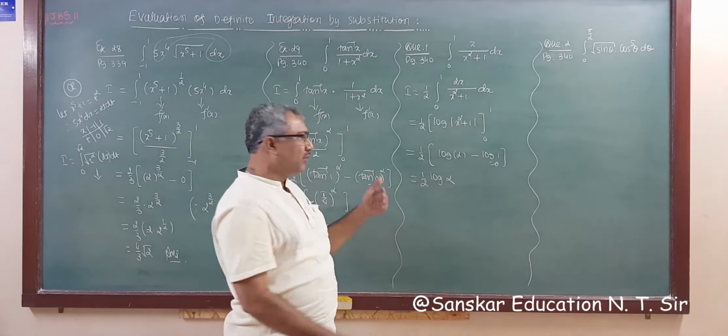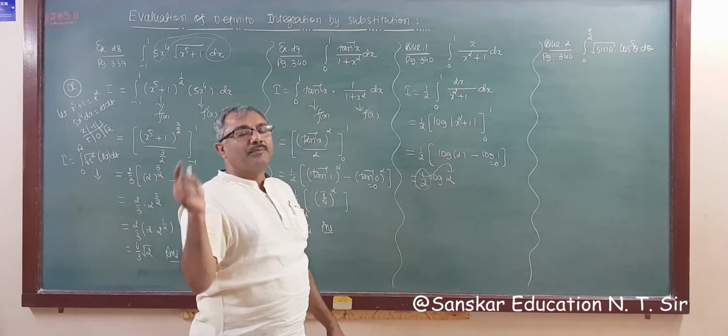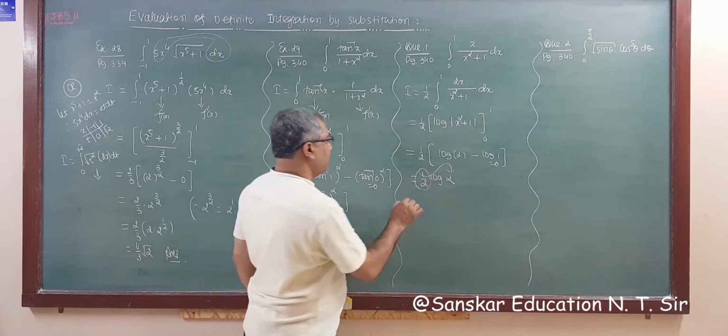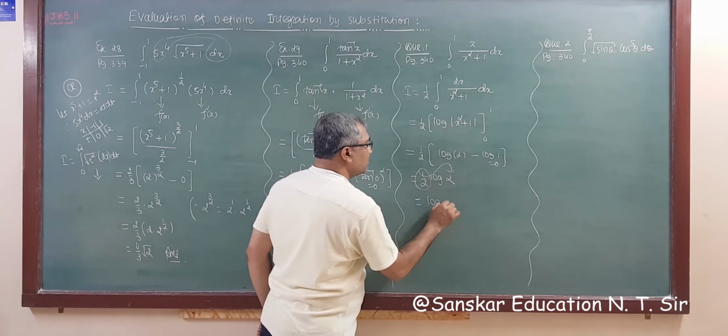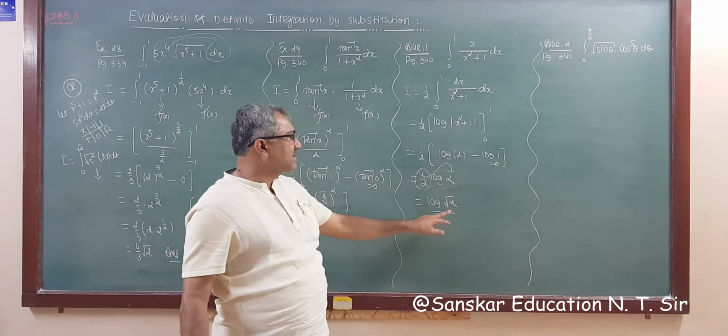Either, if you want to apply the log rule, then take this 2 here as a power. Half means power, half means root, right? So you can write log root 2 also. That is also your correct answer. So you can write either this answer or this, right?